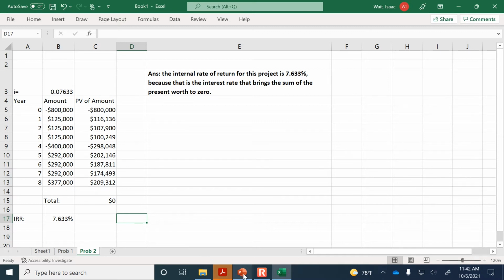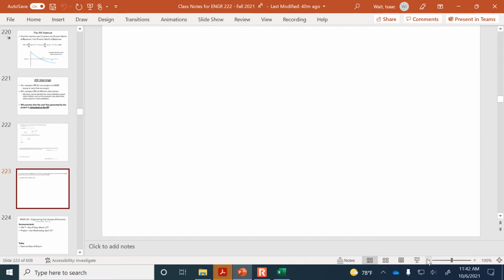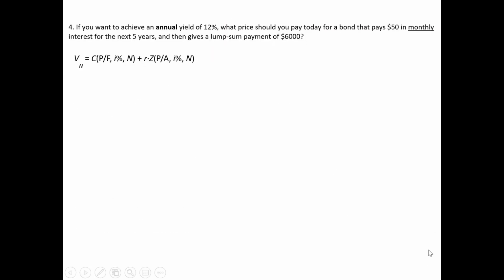Yep. All right, so last thing today is this bond problem. We've got 8 minutes remaining. All right, so here's the setup. You want to achieve an annual yield of 12%. What price should you pay today for a bond that pays $50 in monthly interest for the next 5 years, then gives a lump sum payment of $6,000?